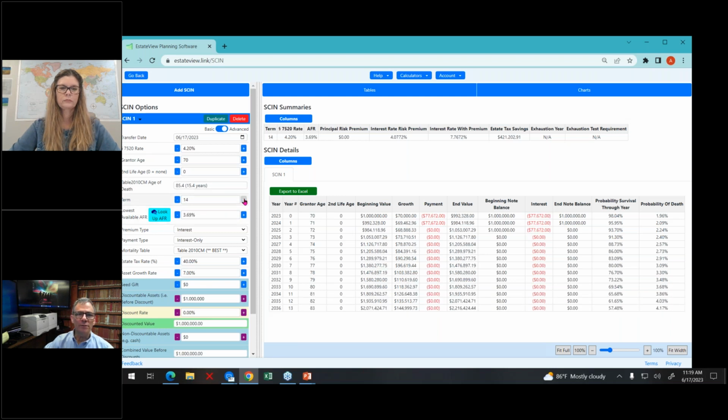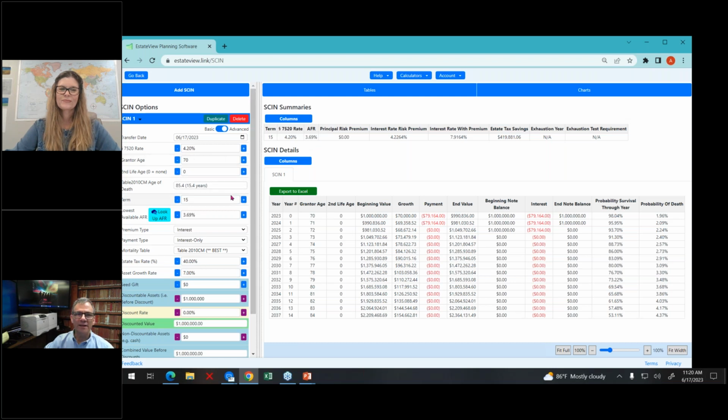If I put the note at 15 years, that's probably what most people are going to do. This shows me the applicable federal rate, 3.75%, my interest rate premium, 4.22%, my total interest rate, almost 8%. But in this scenario, the estate tax savings can be considerable if we're lucky enough to have him die early. You're like saying, yeah, let him die early. That's a good idea.